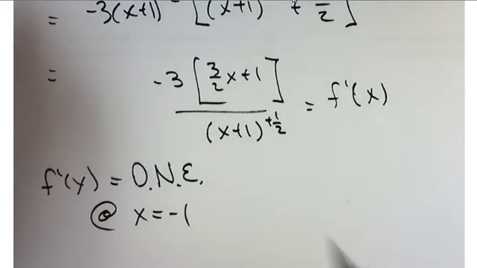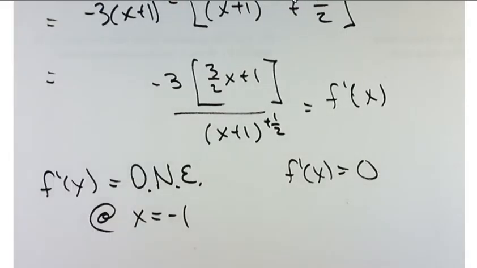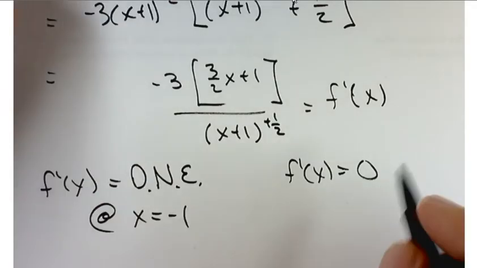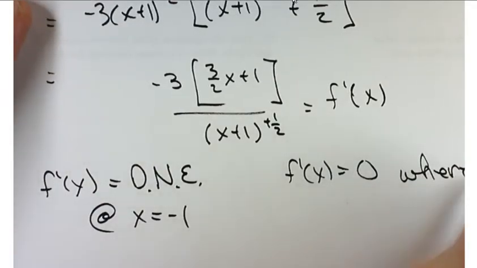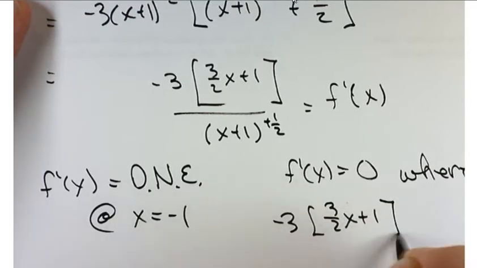All right, so the other part is where's f prime of x equals 0? How am I going to solve this? What do I have to do there? Let's make it easier than set the whole thing equal to 0. Yeah, basically just set the numerator equal to 0, right? This is a rational function. This equals 0 where negative 3 times 3 halves x plus 1 equals 0.